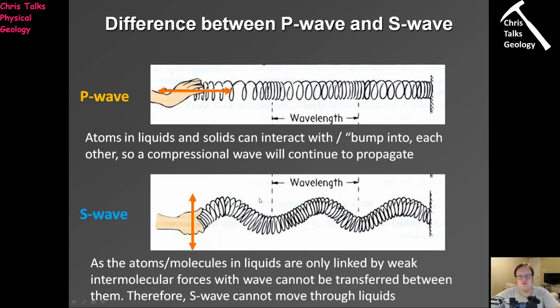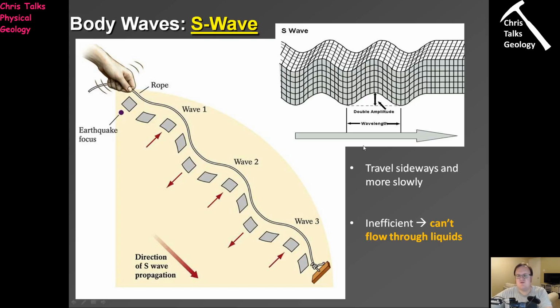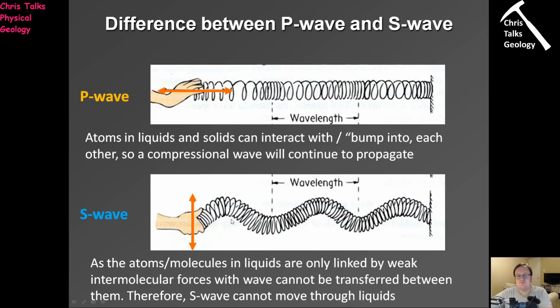So we've already discussed this. P waves compressional, and S waves are sideways waves. Now, obviously, the most important thing is an S wave must have a link between atoms. If there's no link between atoms, the wave cannot continue moving forward. Whereas a compressional wave, a P wave, has the capacity to just keep going through solids, liquids, and even gases.